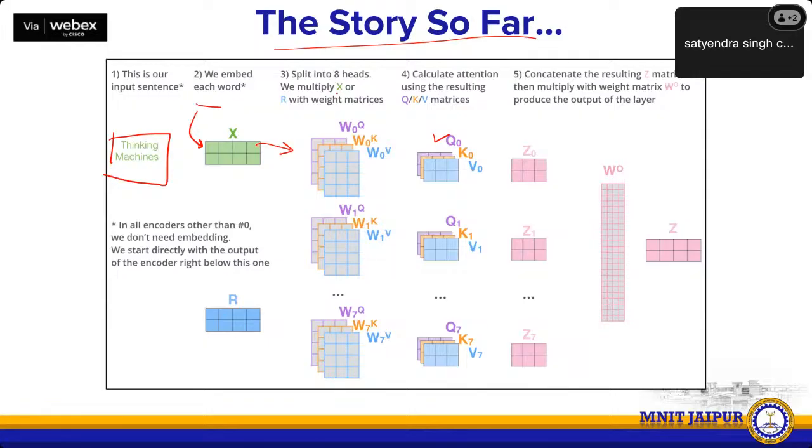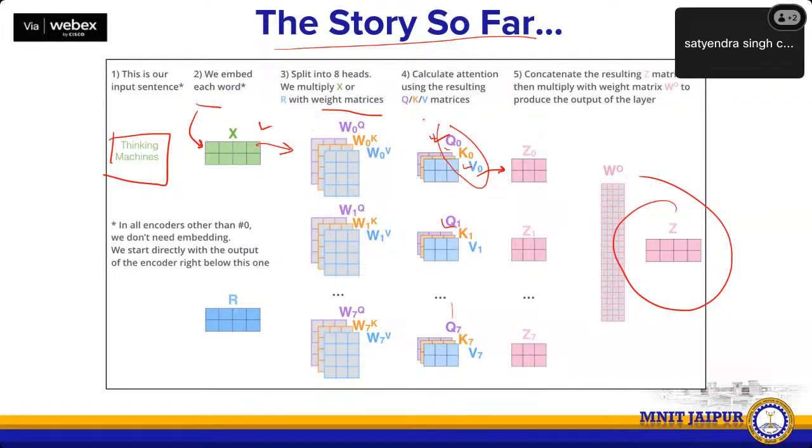So we multiply this X with weight matrices, right? This weight matrix is nothing but saying that we are passing through a neural network of some size. So we calculate query, key and value for, let's say, one head and then the second head and so on, all the heads, from which we get the Z matrix. Then we multiply with the weight W to produce the output of the layer.